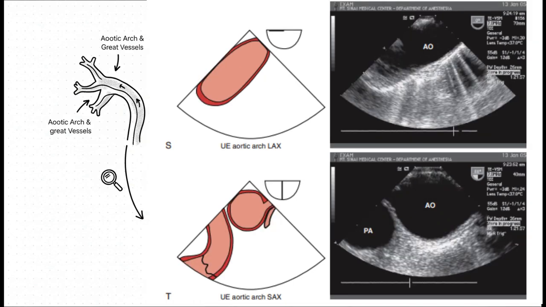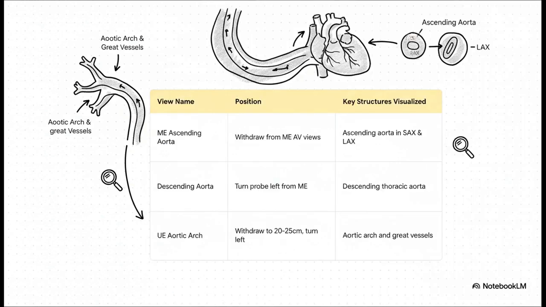Finally, by withdrawing the probe all the way up to about 20 or 25 centimeters from the incisors, and again turning left, we can obtain the upper esophageal views of the aortic arch and the great vessels, an absolutely critical part of the exam in any case of suspected aortic dissection or trauma.